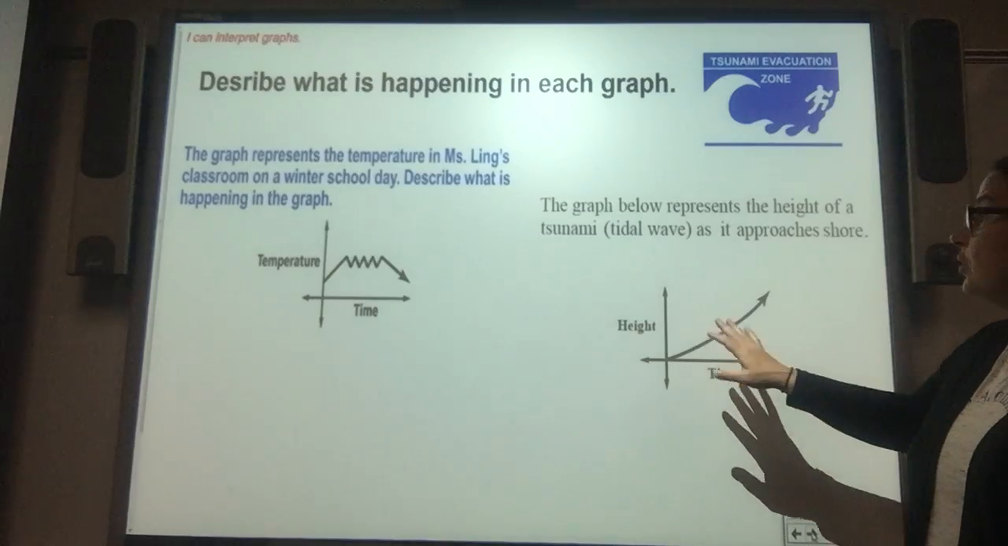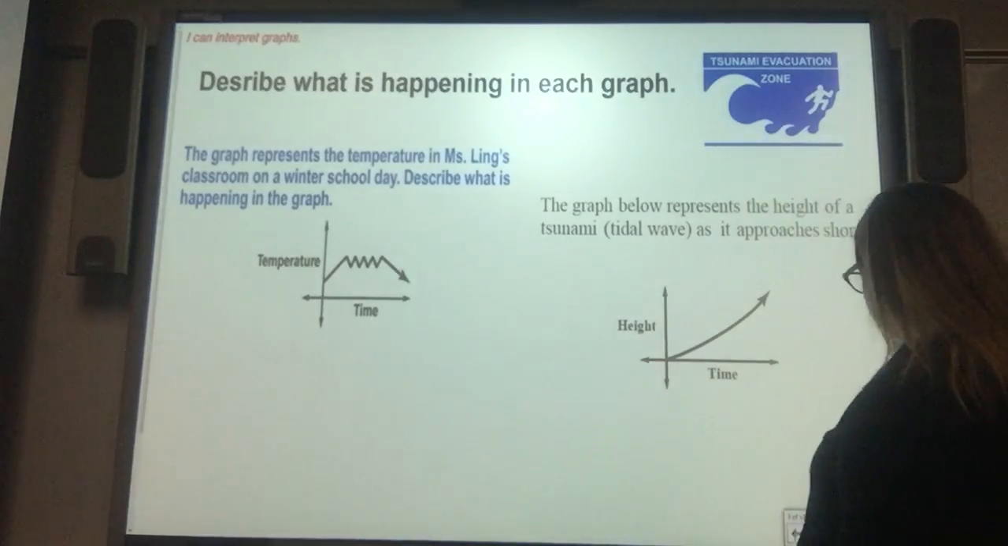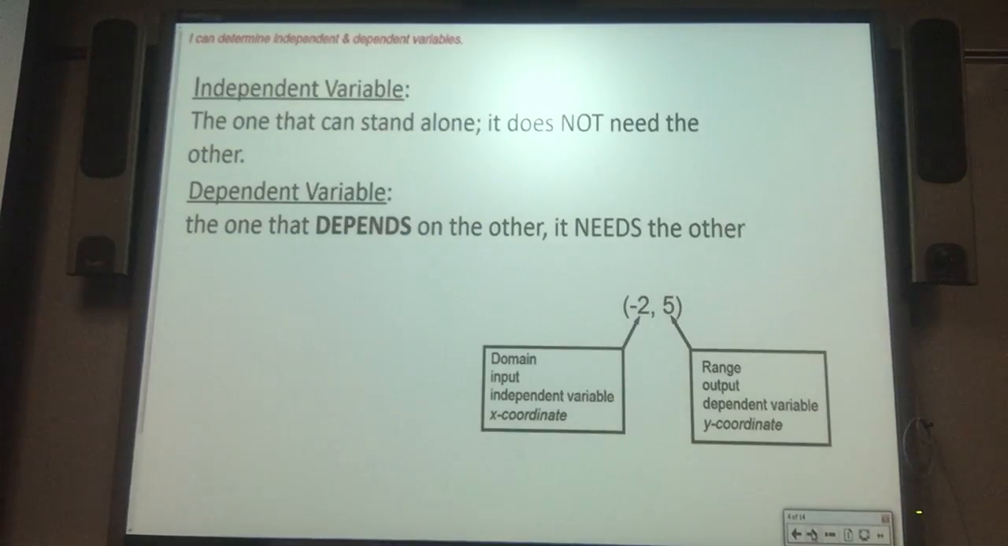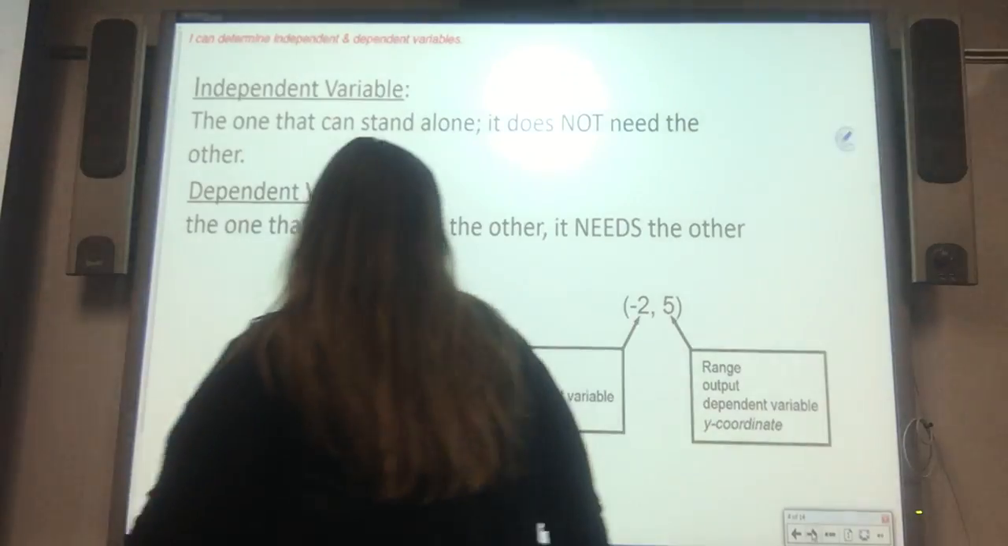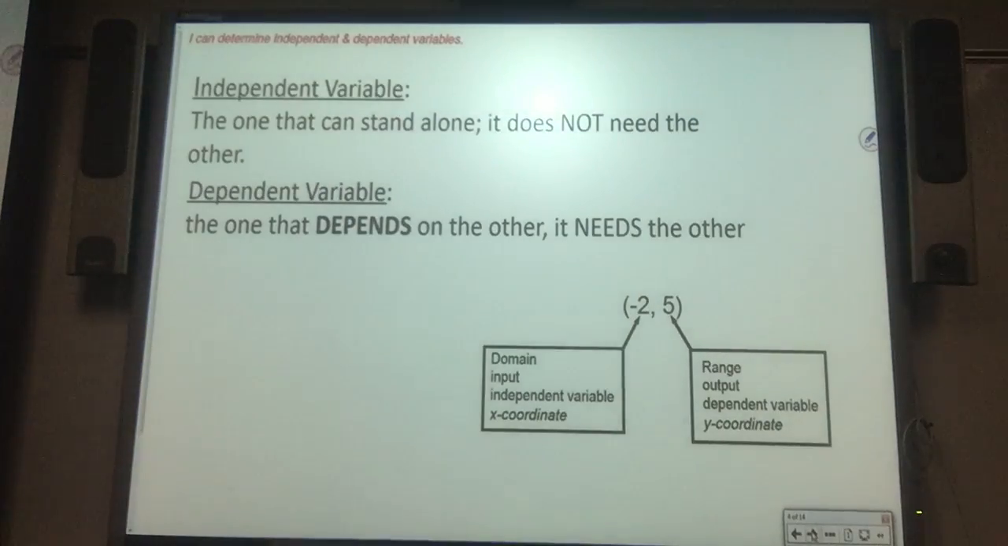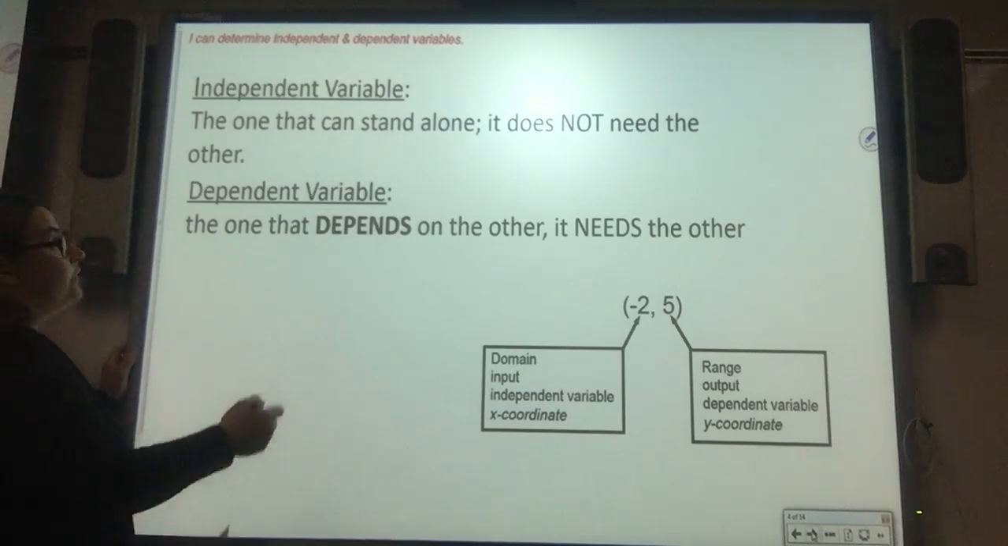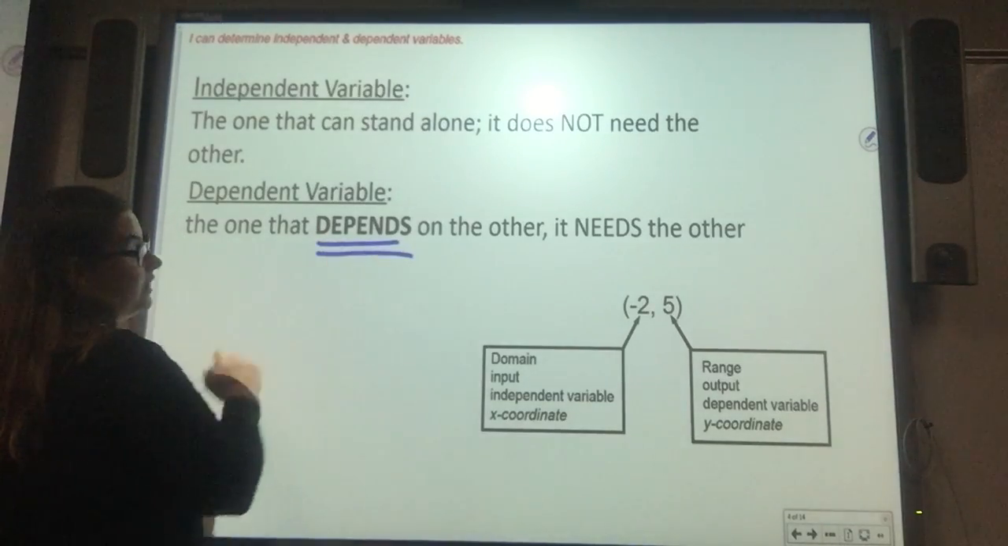Okay? We're looking at independent and dependent. So maybe a clearer picture here is the independent is a variable that stands alone. It does not need the other. The dependent variable depends on the other.